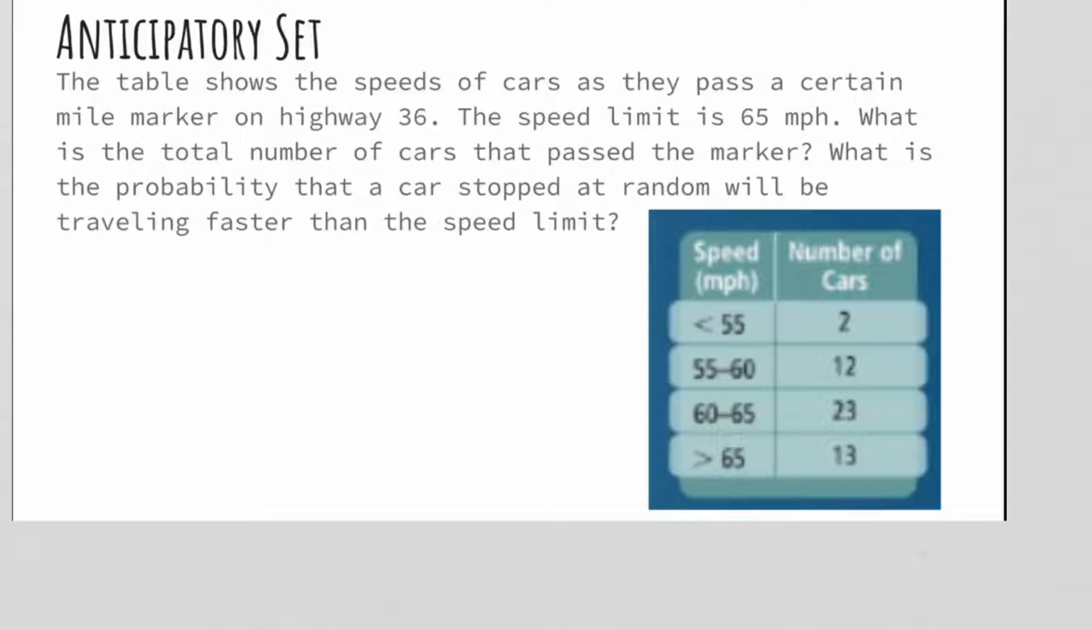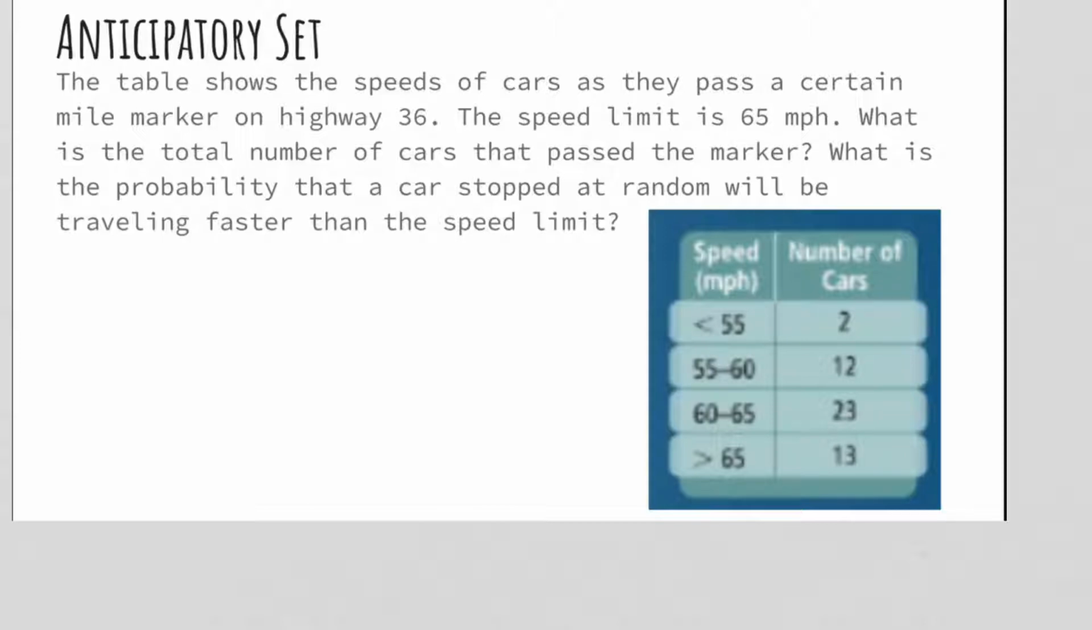The table below shows the speeds of cars as they pass a certain mile marker on Highway 36. The speed limit is 65 miles per hour. What is the total number of cars that pass the marker? What is the probability that a car stopped at random will be traveling faster than the speed limit?